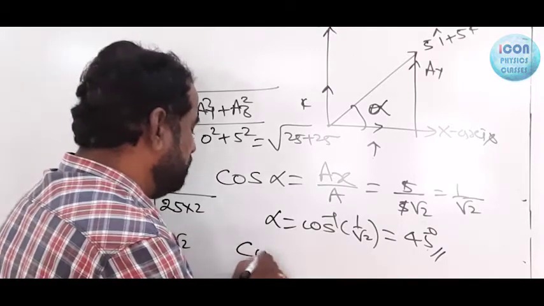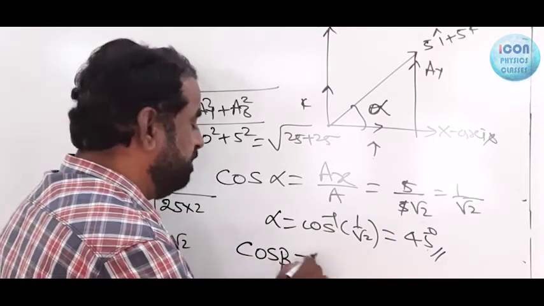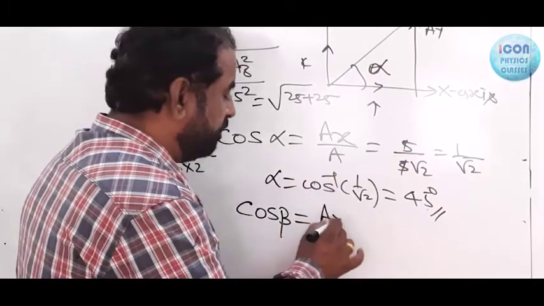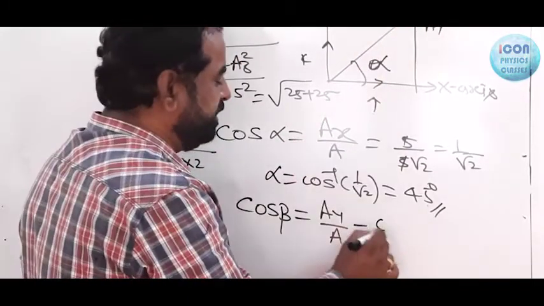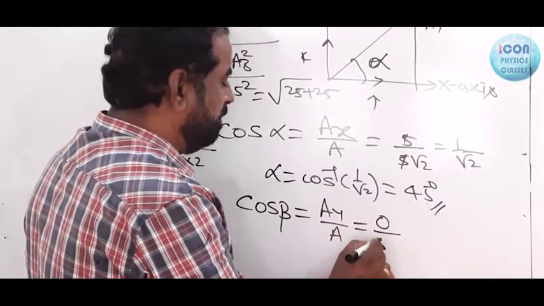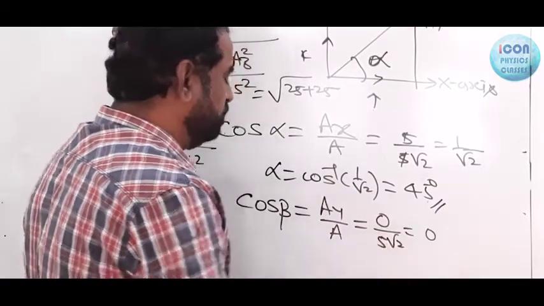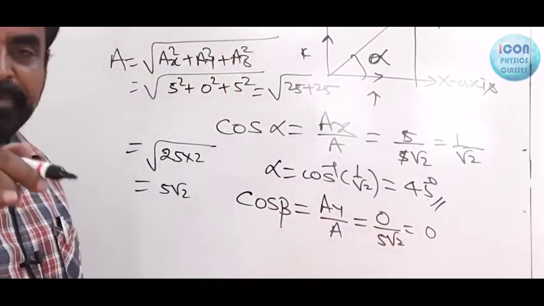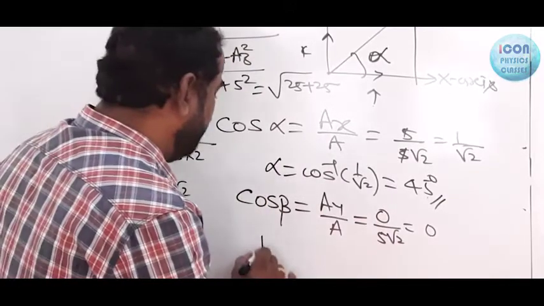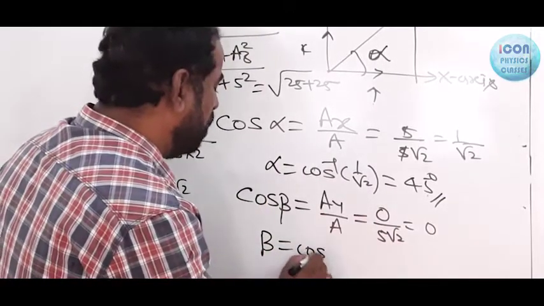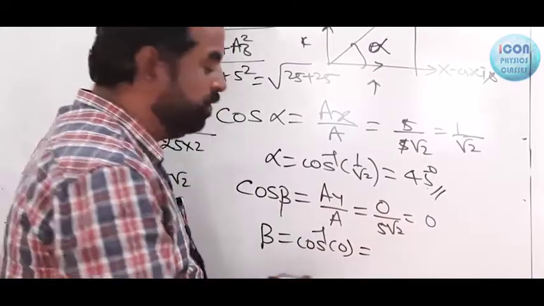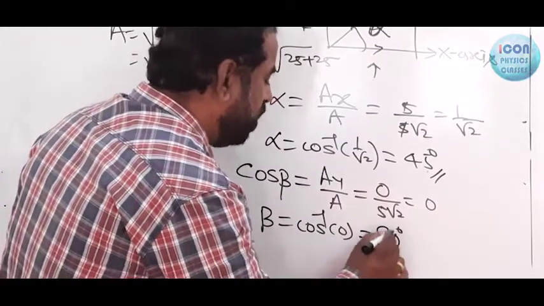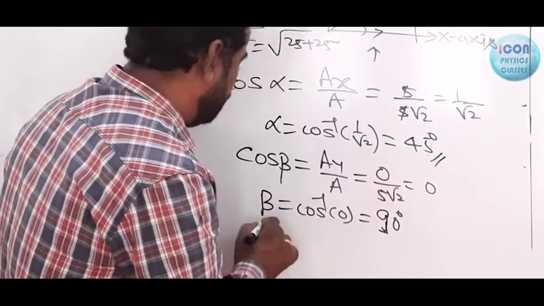Similarly, cos beta is equal to ay upon a. What is ay? Y component is not given. Divided by 5 root 2 is equal to 0. Cos beta value is equal to 0. Beta is equal to cos inverse of 0, and that is equal to 90 degree. Cos 90 value is 0.